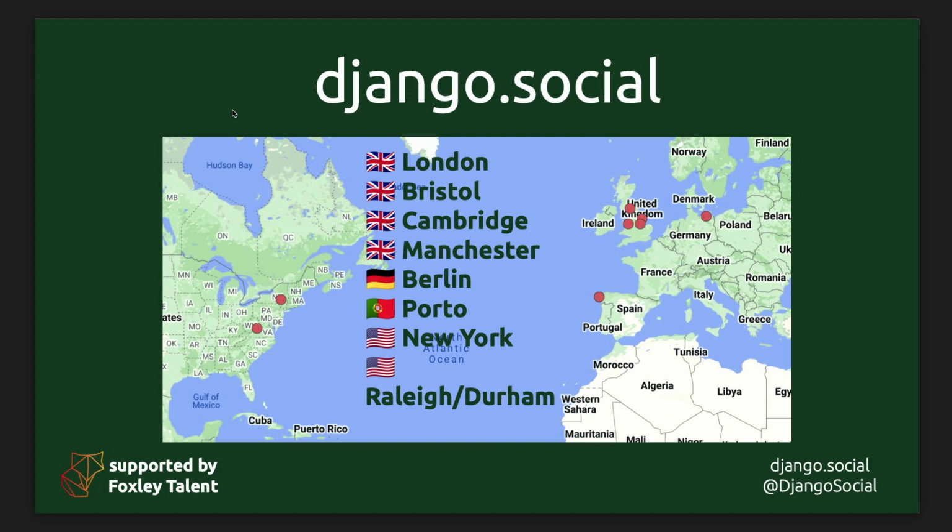Manchester needs a new organiser. Berlin, the group is there, it just needs somebody to step in and organise the first meetup. Porto, New York, and then, this shouldn't have been on the same line, Raleigh, Durham. We're having a Django social meetup the night before DjangoCon starts next week. And then hopefully they will continue to run those monthly afterwards.